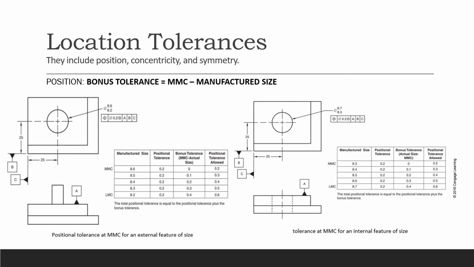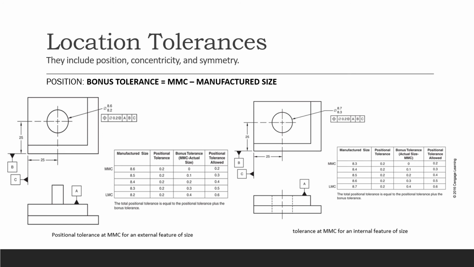Alright, the next one, bonus tolerance. It's nothing but you subtract the manufacturer's size from your maximum material condition. The bonus tolerance is just showing you the difference. We calculate it by subtracting the manufacturer size from the maximum material condition max, which here is 8.6. They always give you this table, so you'll know the least and the max. The least is 8.2 and the max is 8.6. Those are all your manufacturer sizes, and all you have to do is subtract from the max, which gives you this. So that's your bonus tolerance.